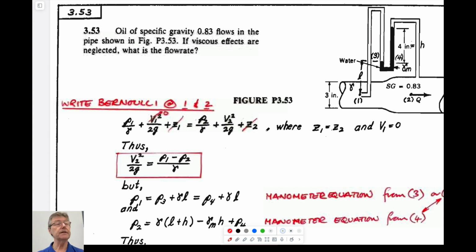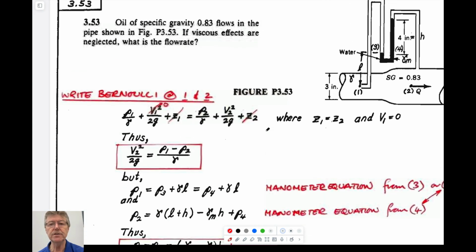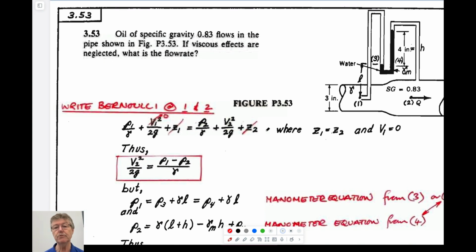So how do you solve some of these problems? What do we have to do? So we'll talk about that today. We'll talk about open channel flows as well. Maybe we'll do an example. So how would you solve this?